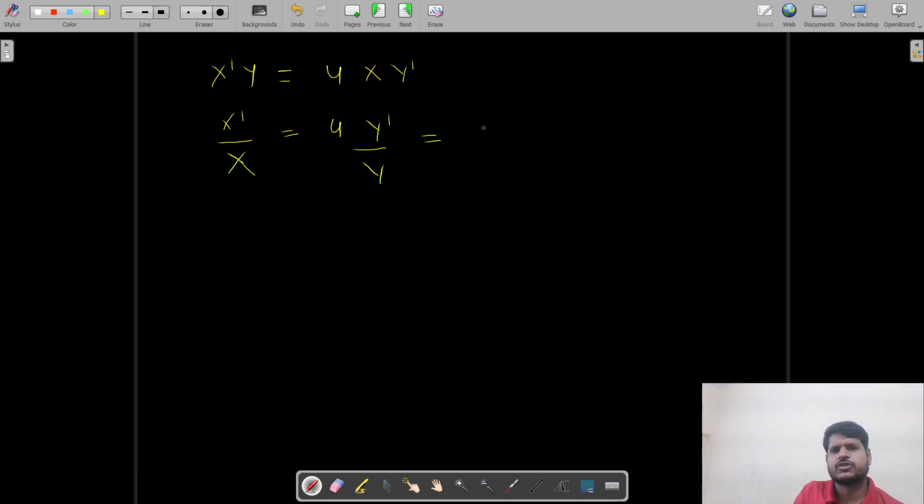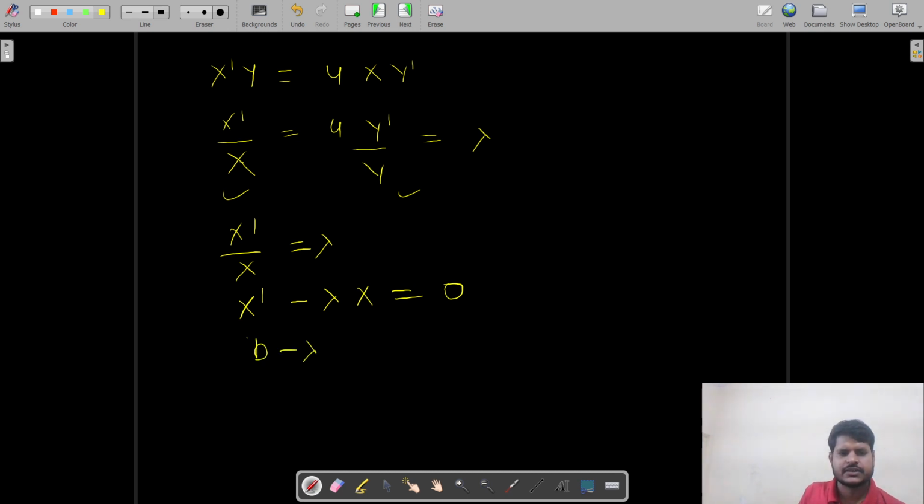This is another constant, this is lambda. Now we will take these two one by one. First I am taking capital X dash upon capital X equal to lambda. So you can write here capital X dash minus lambda X equal to 0. Right? So you can write here D minus lambda X equal to 0.